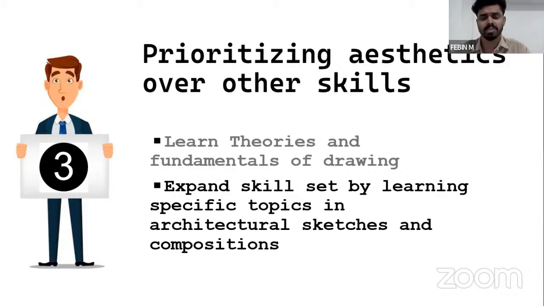Sometimes students prioritize aesthetics over all these aspects. They just want to make it beautiful. So sometimes they forget, okay, it's analogous colors. You know what analogous colors are? Sometimes instead of analogous colors, students make it monochromatic. So there come the priorities.